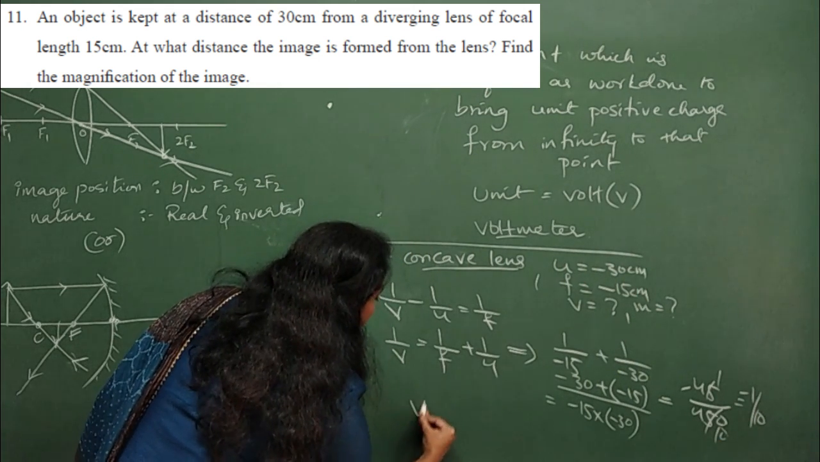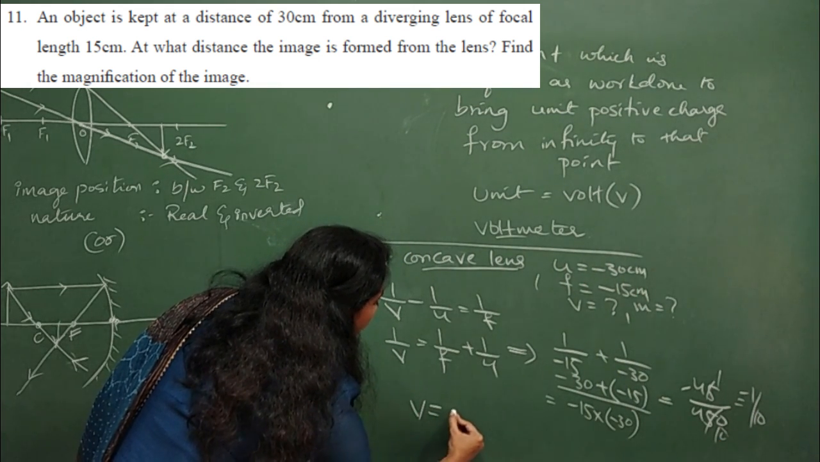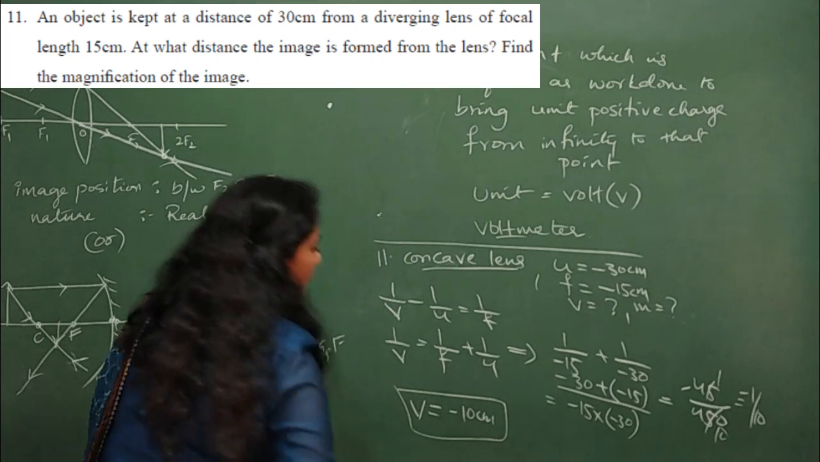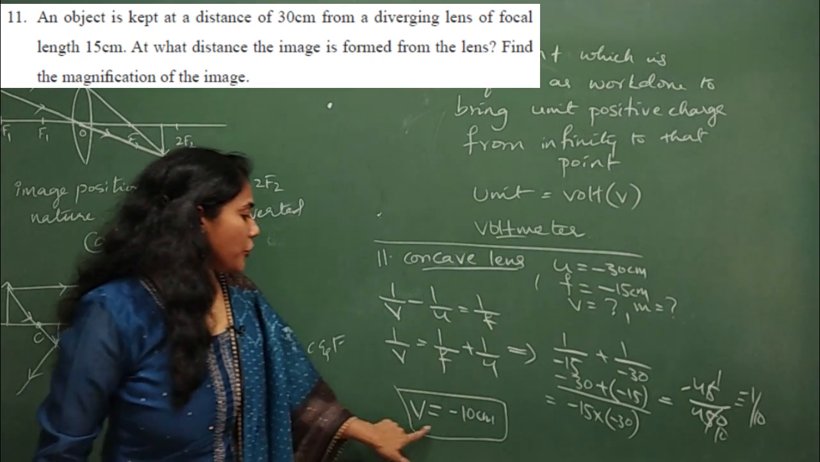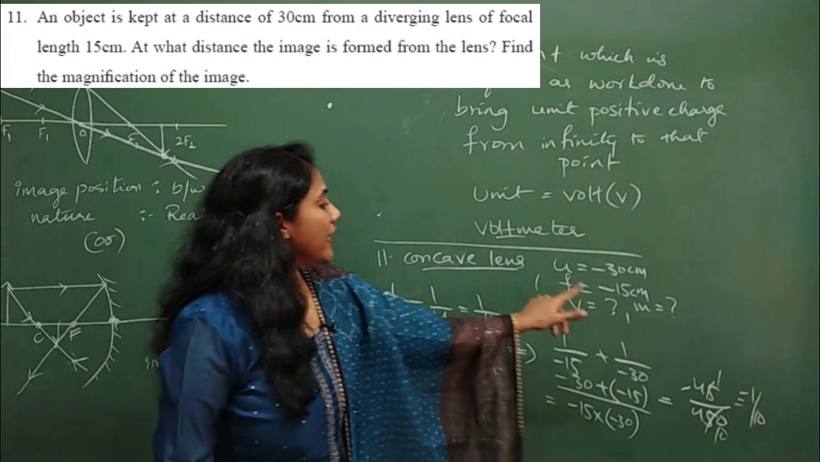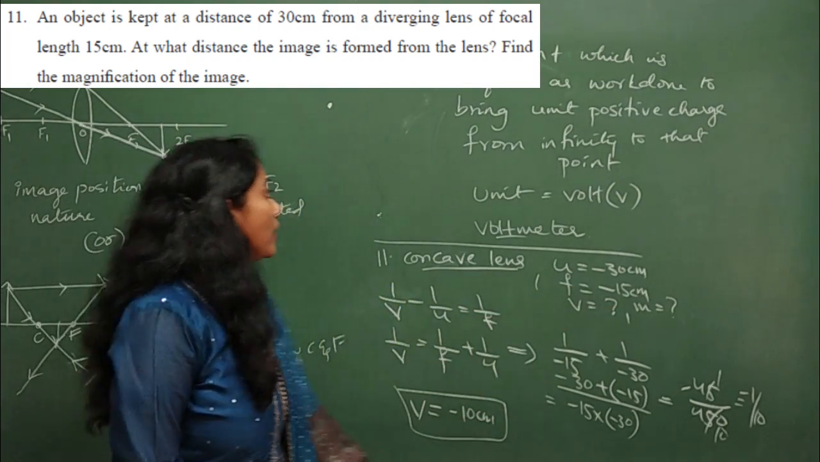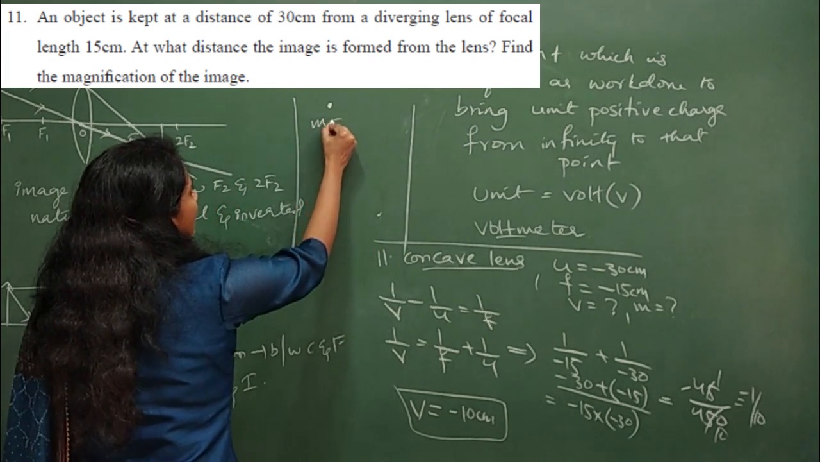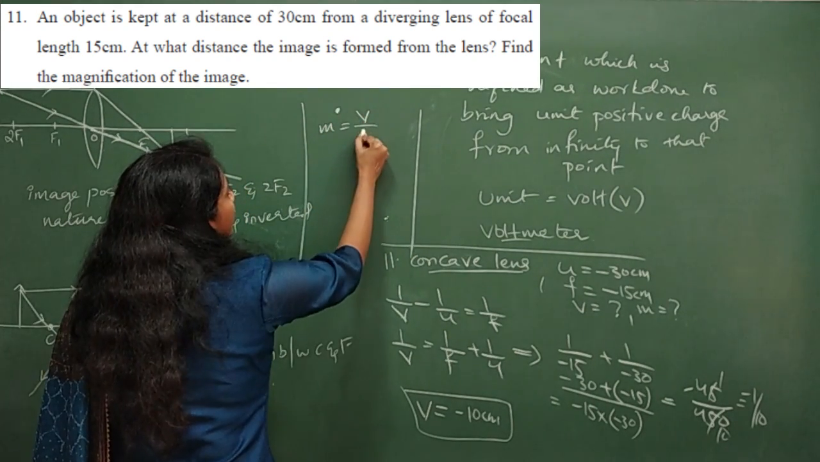So what is V? V is equal to minus 10 centimeters, isn't it? So the image distance you had got is minus 10 centimeter. Now you will have to find out magnification. So what is the formula for magnification? Let me do it here. Magnification is equal to V by U, right?